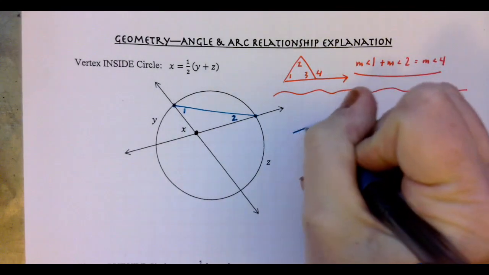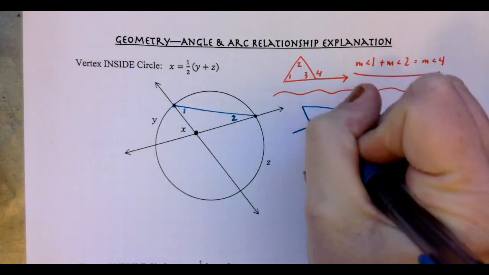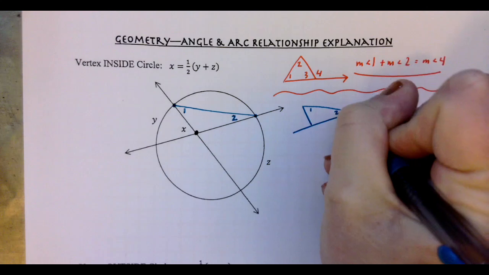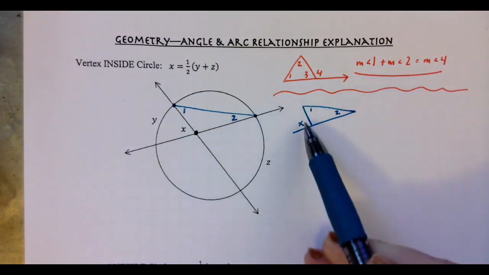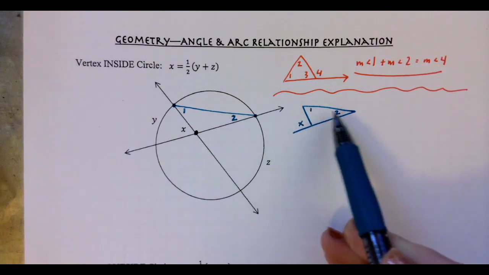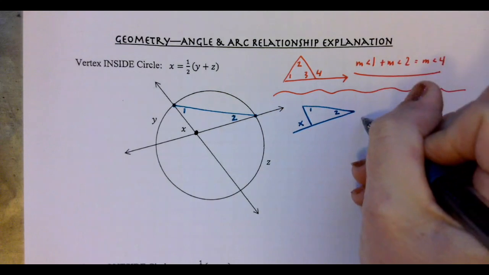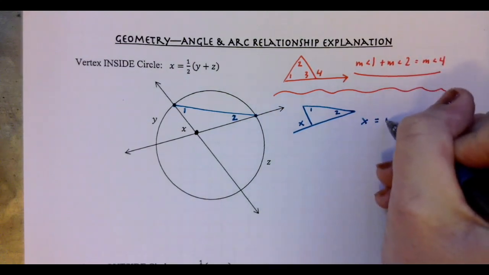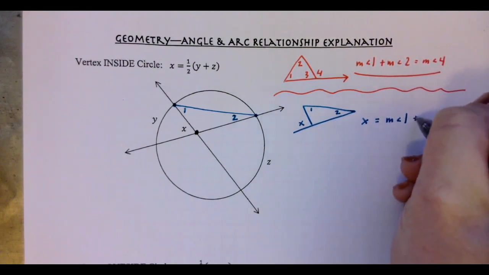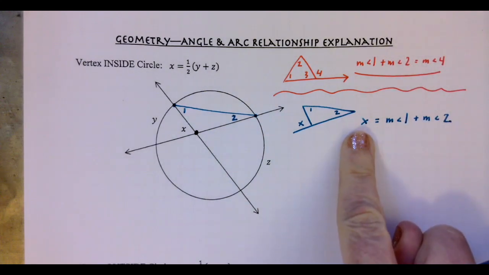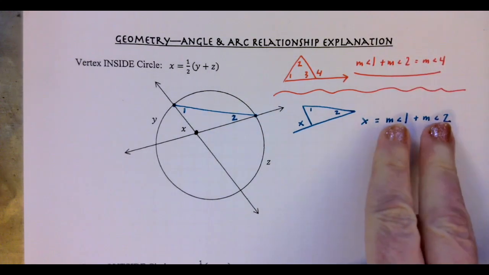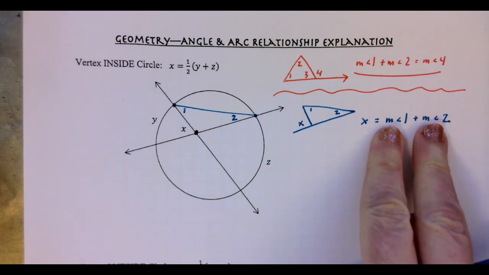If I sketch that out to the side, it kind of looks like this right now, where that's 1 and 2, that's where x is. So again, I have an exterior angle, and I have these two remote interior angles. So I know that x is equal to the measure of 1 plus the measure of 2. An exterior angle is equal to the sum of the two remote interior angles.